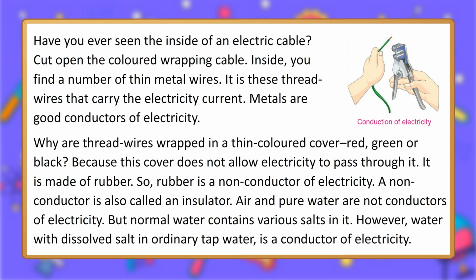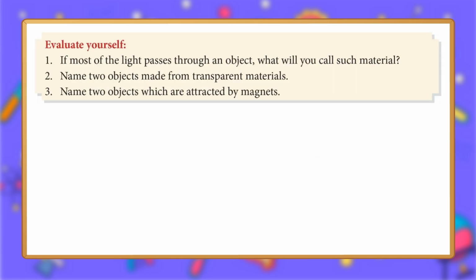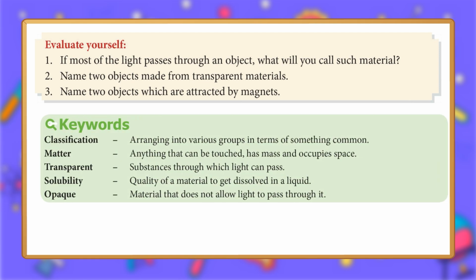Evaluate yourself. 1. If most of the light passes through an object, what will you call such material? 2. Name 2 objects made from transparent materials. 3. Name 2 objects which are attracted by magnets.